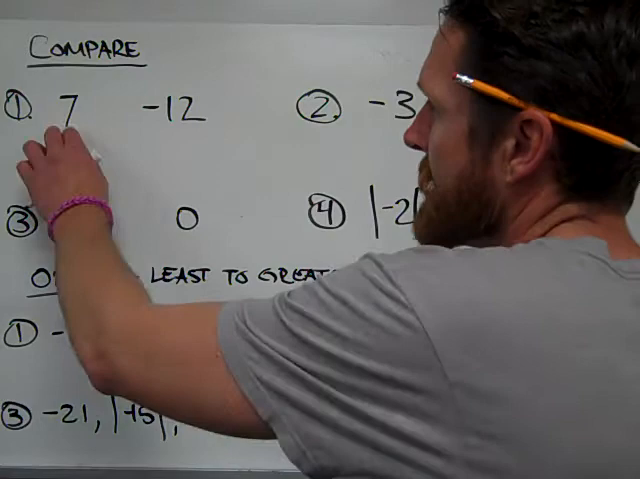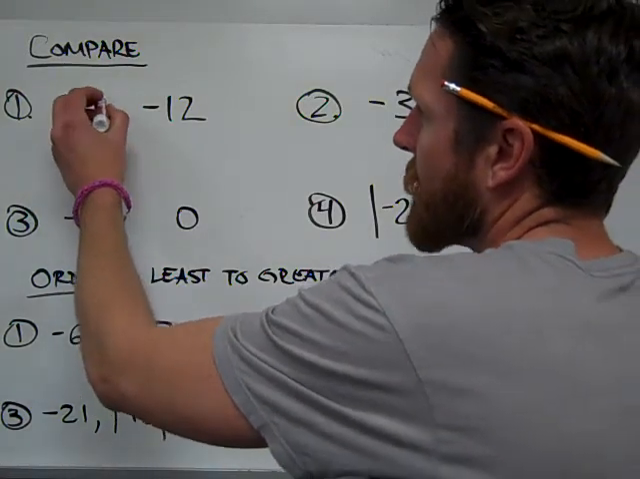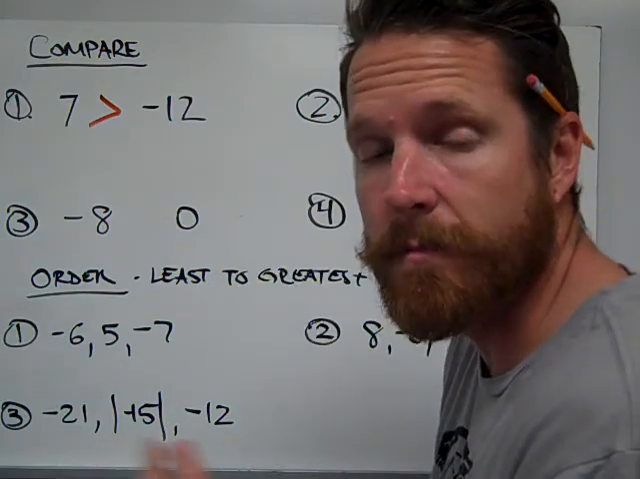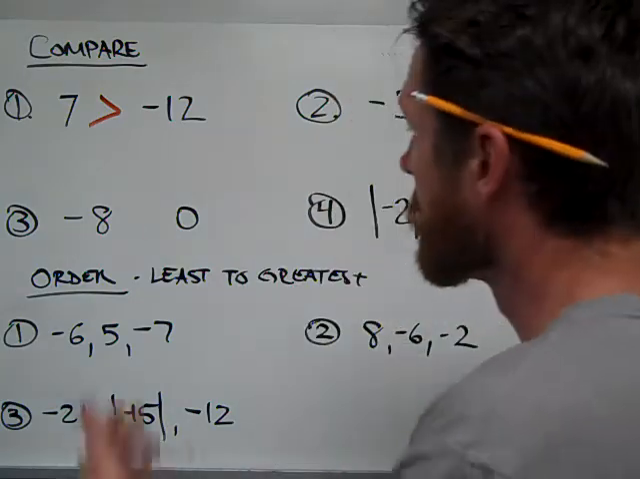So, compare. 7 is greater than negative 12. How do I know that? Positives are always more than a negative.